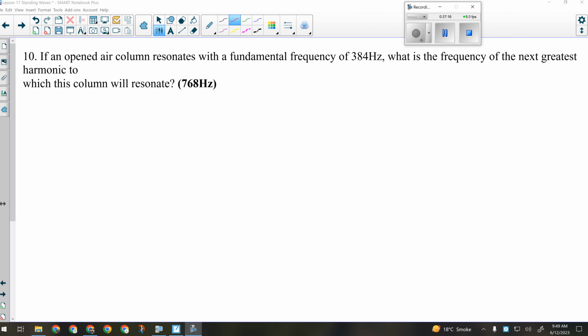Okay, so at number 10, we have an open air column. So we know right away lambda equals 2L. And it's resonating at a fundamental frequency of 384 hertz. What's the frequency of the next harmonic it'll resonate at? Next harmonic that an open air column will resonate at is F2. Multiply that number by 2, 768. It's one that often gets overthought, because it seems like it should be more than that, but that's all it is.